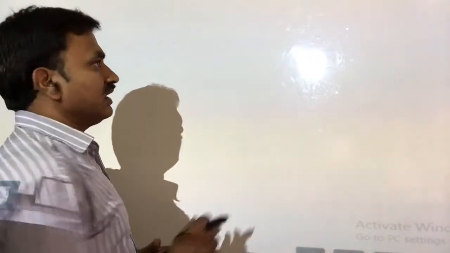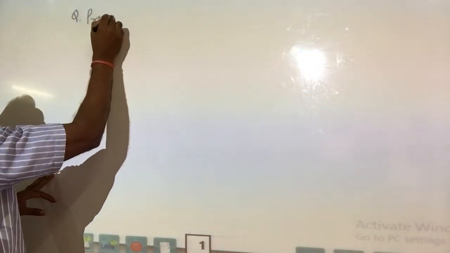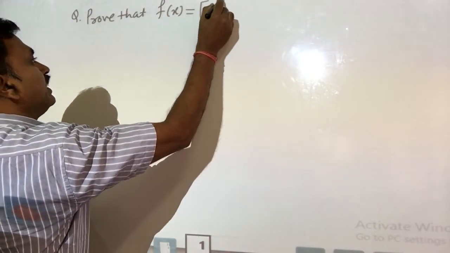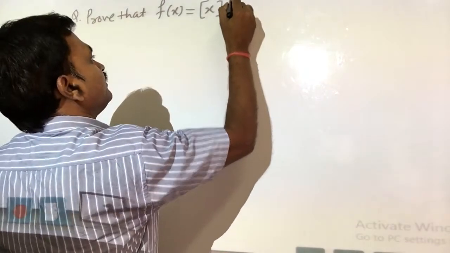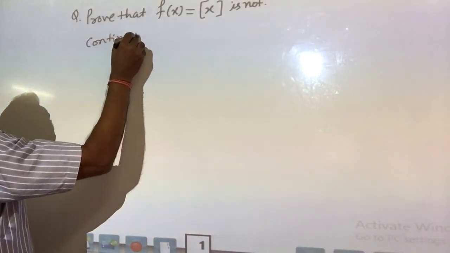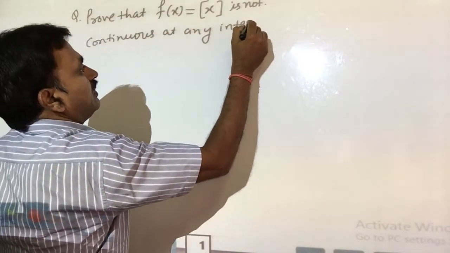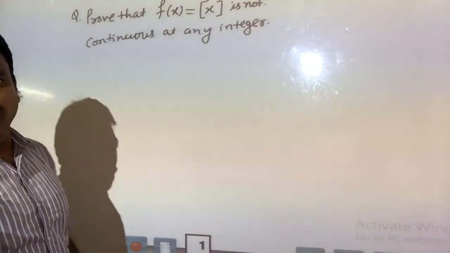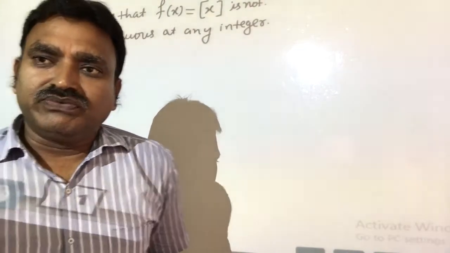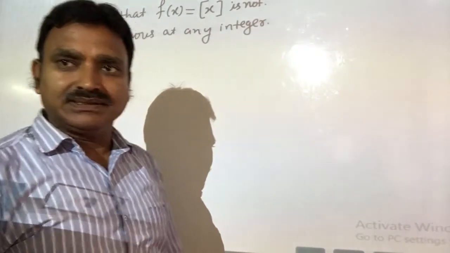So now we will write one more question: prove that the function f(x) = [x], the greatest integer function, is not continuous at any integer. Always remember it. This is also a question for 2 marks, 4 marks. So we want to prove that the greatest integer function [x] is never continuous at any integer point.